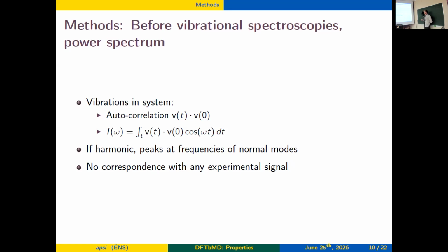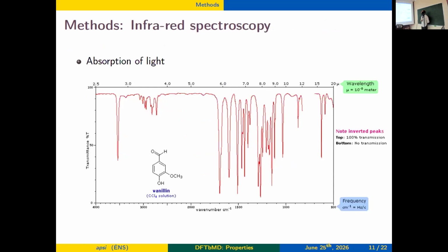That's just a simple consequence of this method. But there's no correspondence to any of the experimental signal. There's no spectroscopy which measures this directly. So now the question is, how do we generalize this to something where we can directly compare with the experiments? And the first example is infrared spectroscopy.